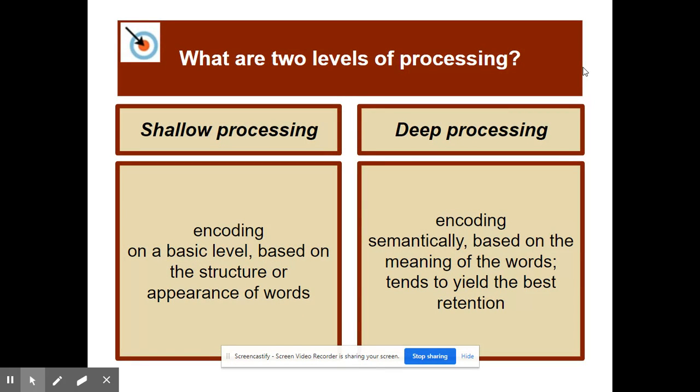There's shallow processing and then there's deep processing. Shallow means encoding on a basic level based on the structure in which the words appear. Deep processing has to do with semantics. It is the meanings of words. When we deep process, we'll remember more because it has meaning.